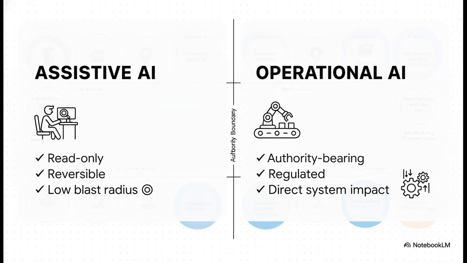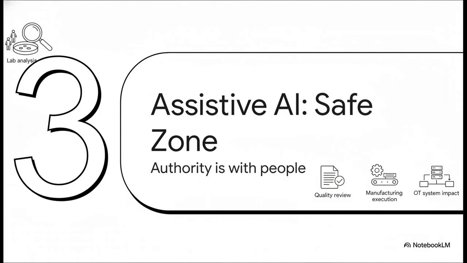Let's just define these 2 big territories. Think of assistive AI as your co-pilot. It's read-only, its actions are easy to undo, and if something goes wrong, the blast radius, the potential impact, is pretty small. Now, operational AI is a whole different ballgame. It actually holds authority, it's regulated, and it has a direct impact on your core systems. The risk isn't the AI itself. It's giving that AI unbounded authority. That's the danger zone.